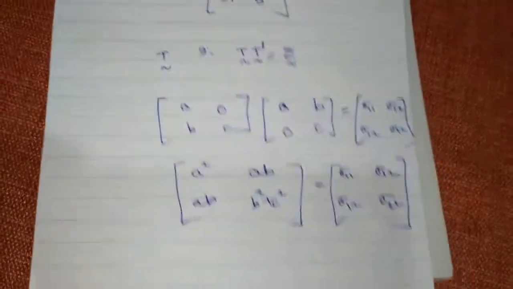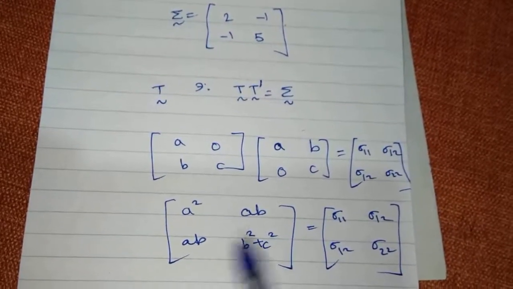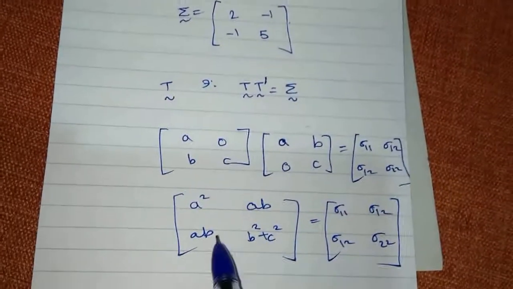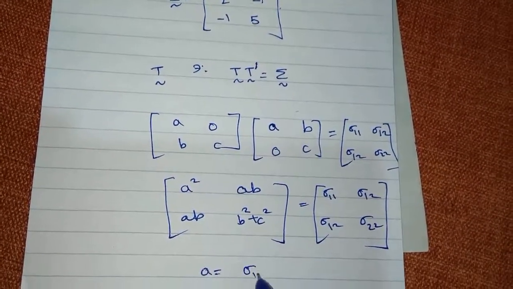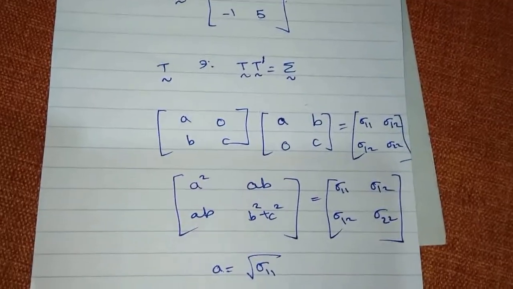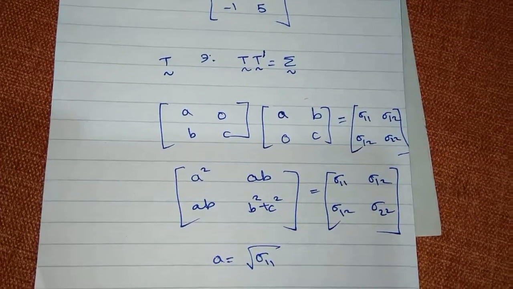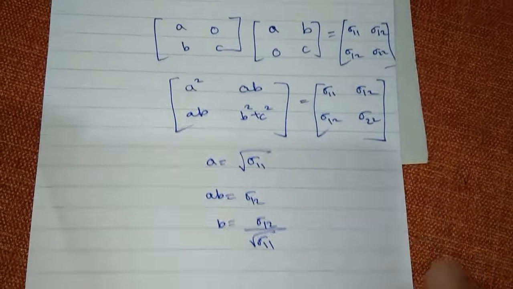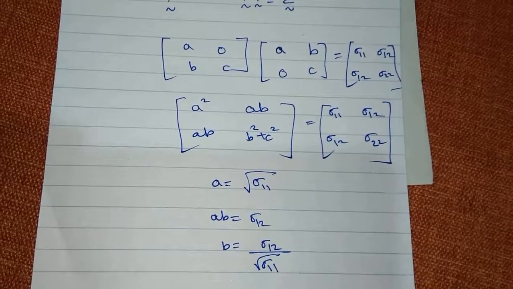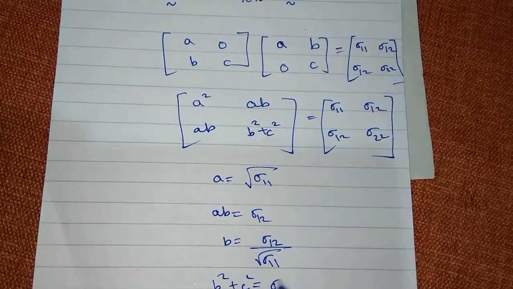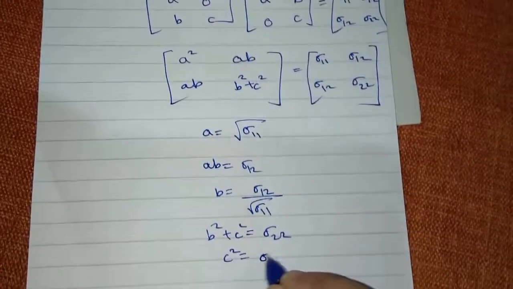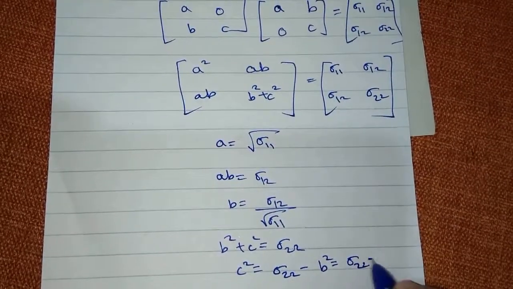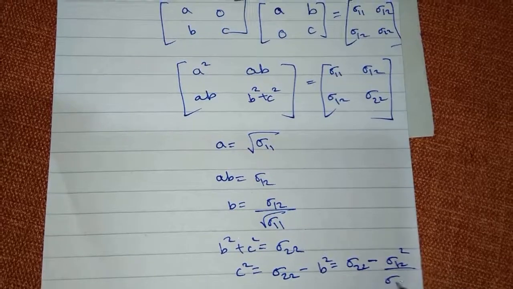Now, as you can see, this is symmetric. So this confirms that I'm not doing something drastically wrong here. So A square is sigma 1 1. So that gives me A as root sigma 1 1. Then AB is sigma 1 2, so my B becomes sigma 1 2 upon root sigma 1 1. Of course, I am considering positive square roots only. And we know B square plus C square is sigma 2 2. So C square is sigma 2 2 minus B square, which is nothing but sigma 2 2 minus sigma 1 2 square upon sigma 1 1.